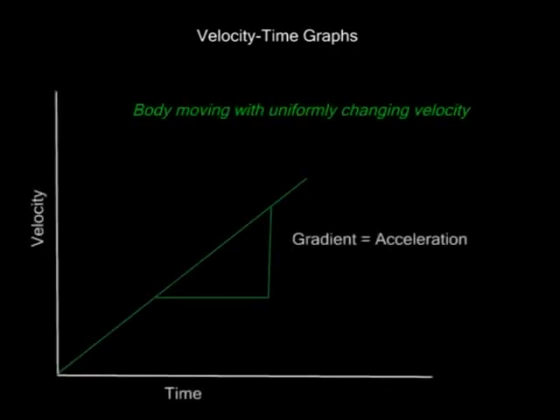Velocity time graphs. The velocity time graph for a body moving with uniformly changing velocity is a straight line. The gradient of a velocity time graph gives acceleration. In this case, the acceleration is uniform.